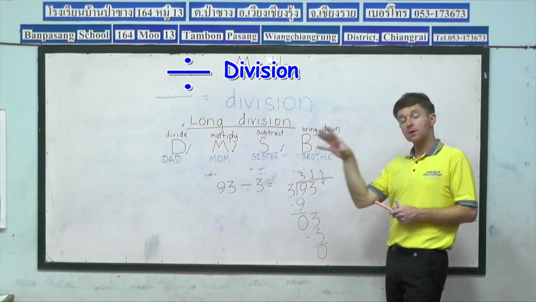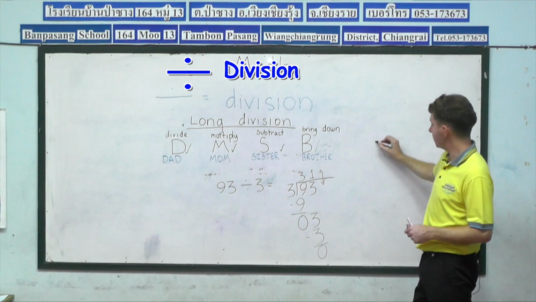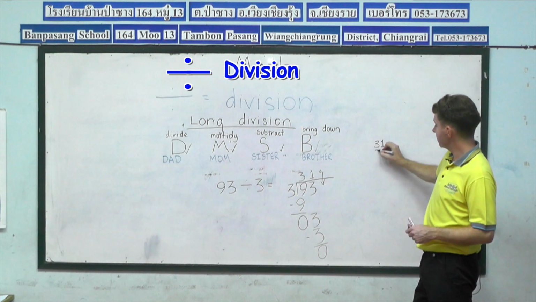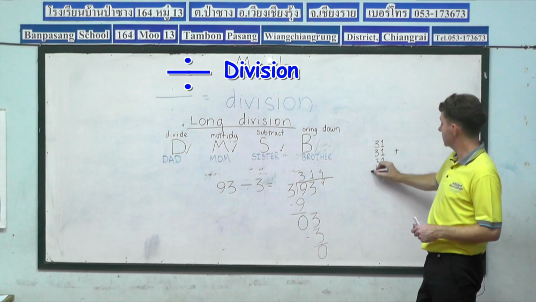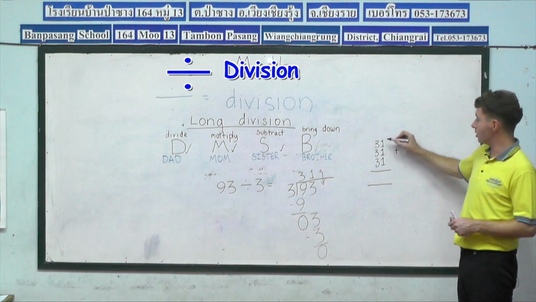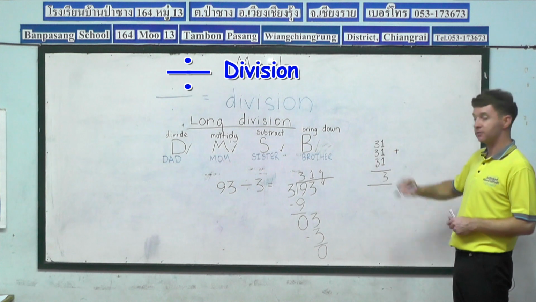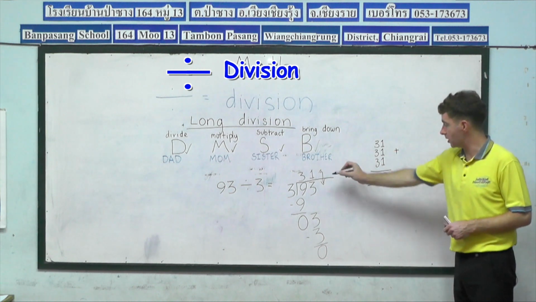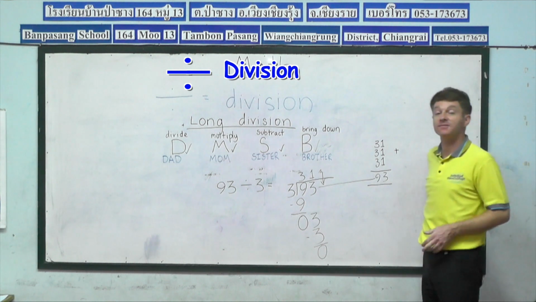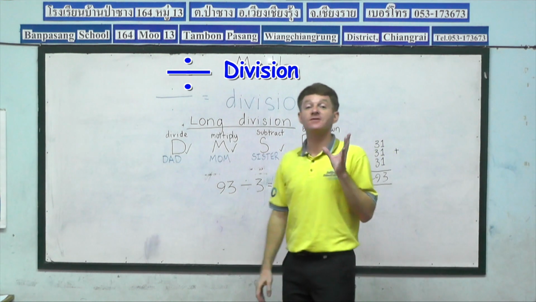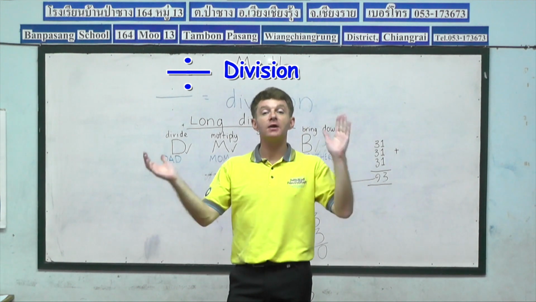I said division is the opposite of multiplication. So what we could do is we could write 31 3 times, add them together, 1 plus 1 plus 1 equals 3. 3 plus 3 plus 3 equals 9. So we know our answers match because we have 93 here. And guys, that is how we do division sums using long division. Brilliant, guys. Very well done.